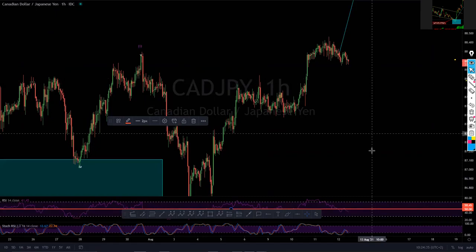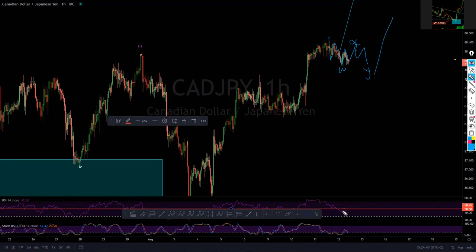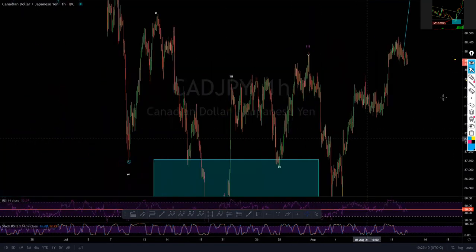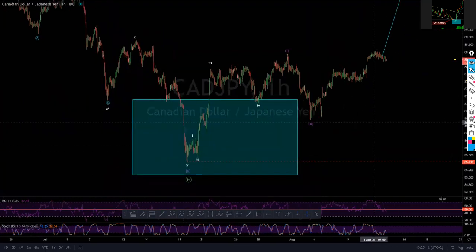What we would then expect is that once this particular corrective structure is done, this could just be an ABC, WX, and then give us a WXY like that before we can go higher. In which case, we would expect the RSI to peak above 50 and the stock RSI to reset lower again, should it give us a larger correction before we get a move to the upside. So that is the potential trade setup on CAD yen and the yen pairs.